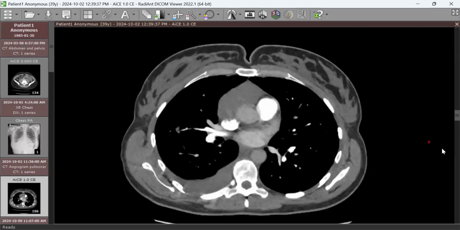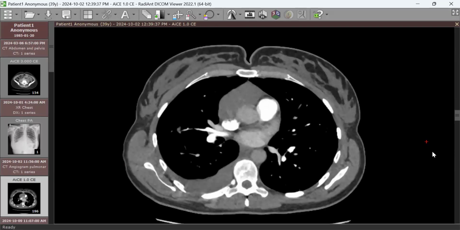What do you need to see from the scan else, rather than the mediastinal window? The lung window. That's good. Okay.